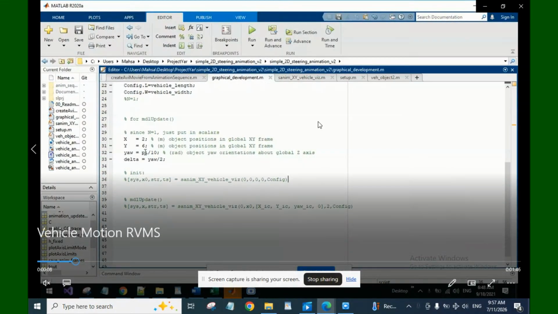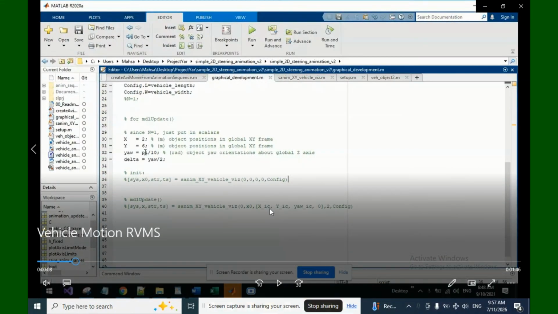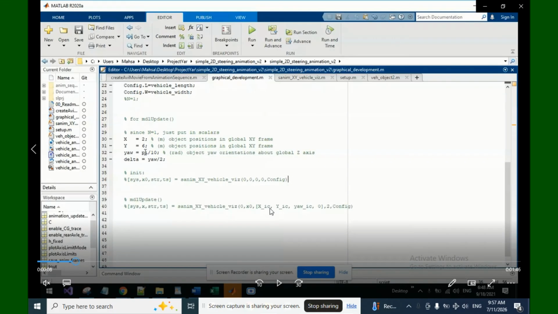In the name of Almighty God, I am Mahsa Sankoshi, and today I want to talk about vehicle motion simulations and implementation in the MATLAB software and also with the aid of Simulink.